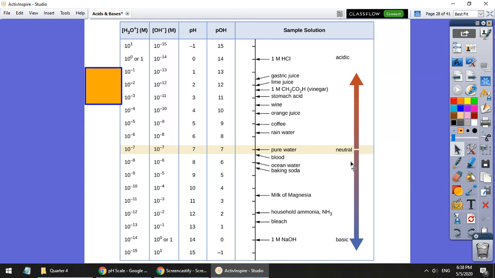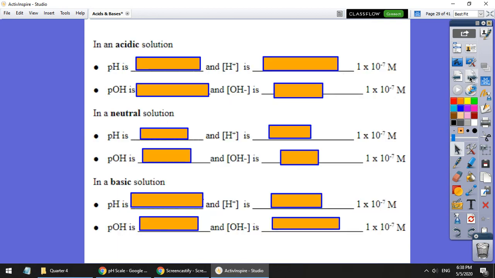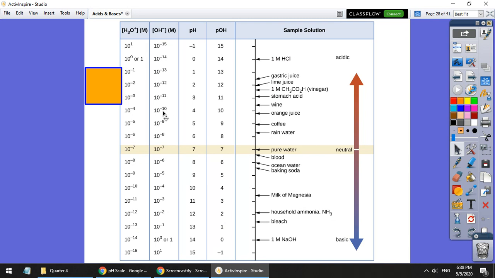Now, this chart shows us the relationship between H+ concentration, OH- concentration, pH, and pOH among acids, bases, and neutral substances. Let's see if we can use the chart to fill in these blanks, and let's start with acids. So in an acidic solution, we probably already know this, that pH is less than 7. We can see that here. What about our H+ concentration? Let's look at that. Well, you may think that as we get more acidic here, that our H+ concentration is getting smaller because 1 is smaller than 6.